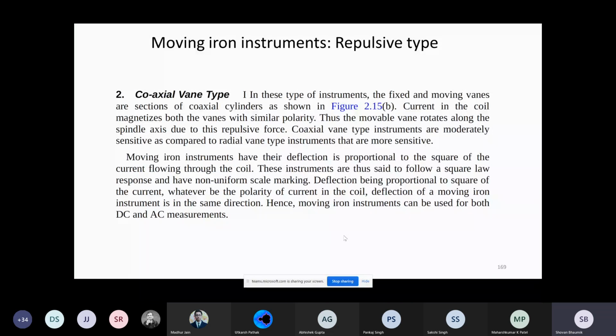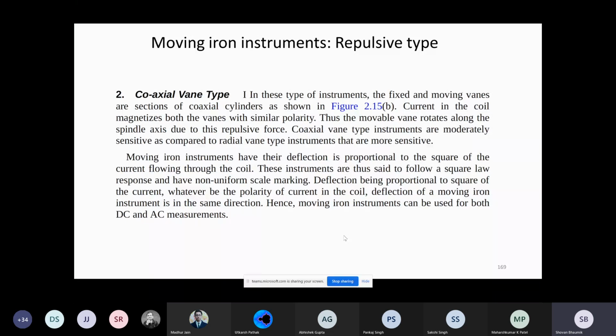Now here, one thing in the moving iron instrument is that the instruments are said to follow the square law. Okay, it is not proportional, that I will come to. This is another major thing that I will come to in the next slides.